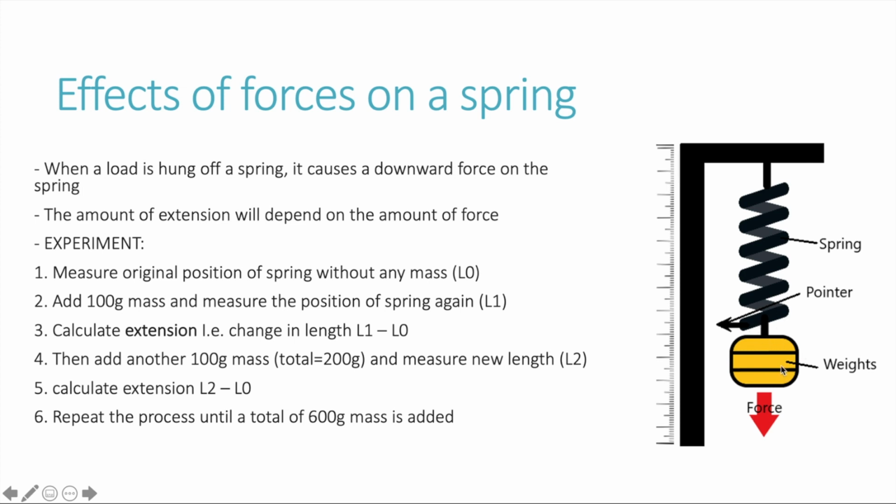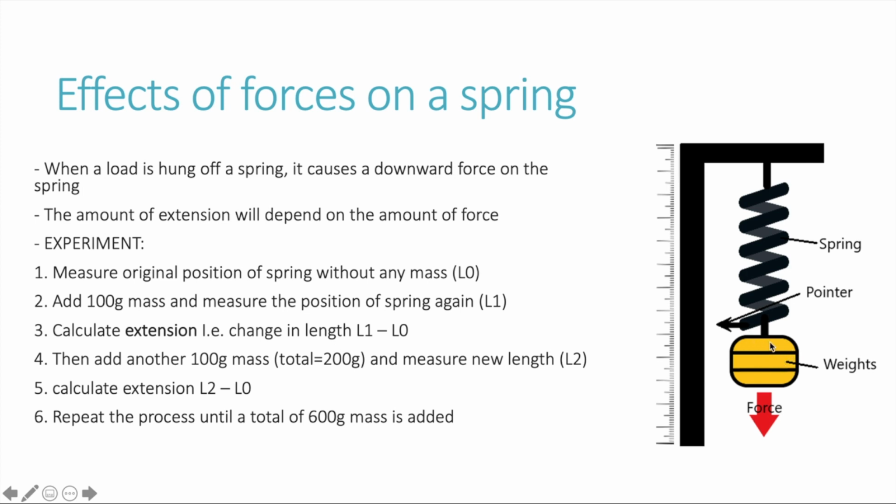So once we add the 100-gram mass, we then measure the new position of the spring, because again, the length would have changed because of that extension. And so we're going to call that L1, length 1. What we're really interested in knowing is what the actual extension is. What is the difference between the new length, L1, and the original length, L0? And we calculate the extension that 100-gram mass has caused.